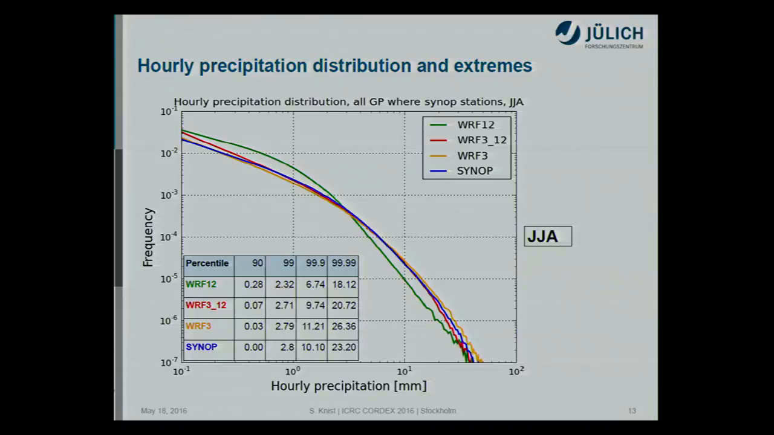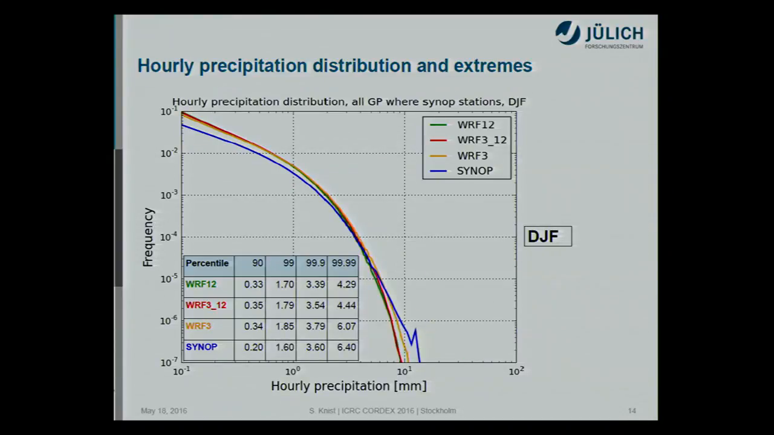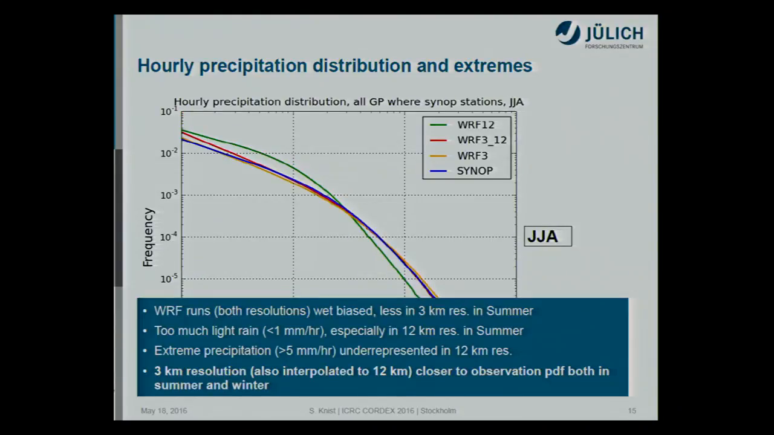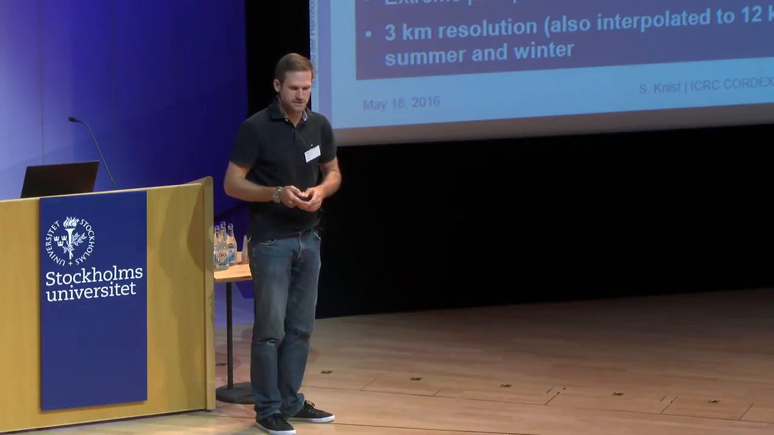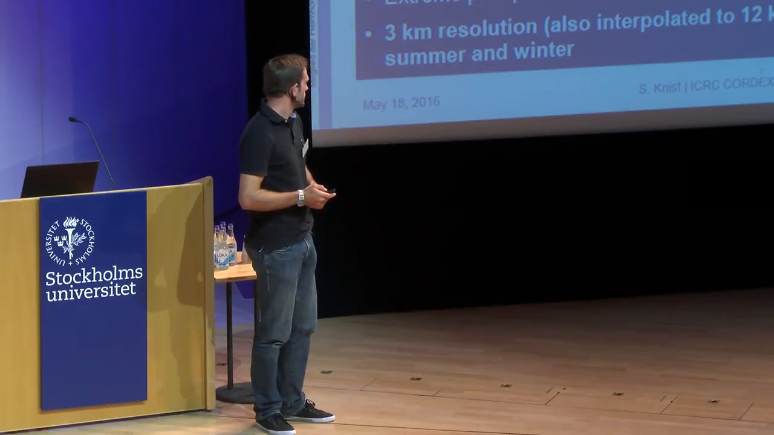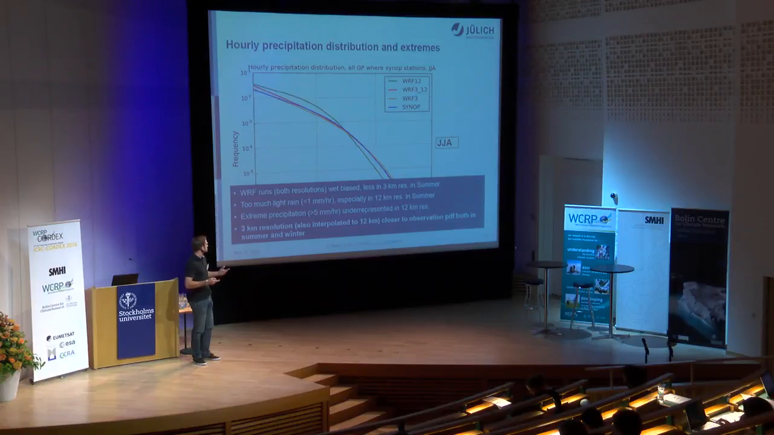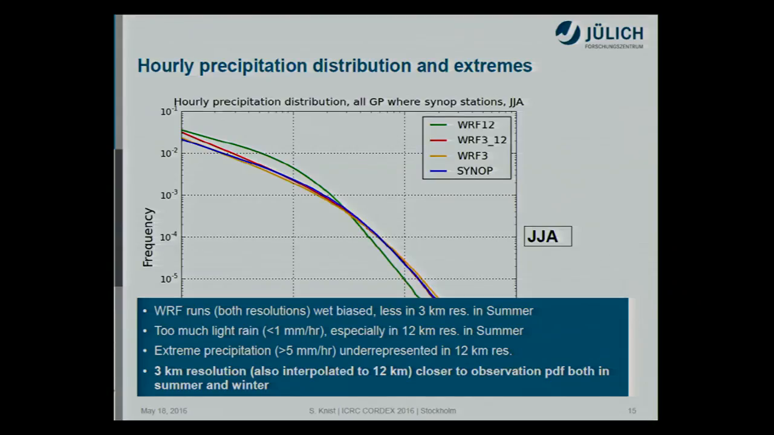Of course, the differences are larger in summer when the convective processes play a major role, but also in winter, at least for the extreme precipitation values, the 3 kilometer shows improvement. To summarize, we confirm the results that have been seen, for example, in other studies like Ban et al. That's a typical phenomenon: you have too much light precipitation in the 12 kilometer, and you get the extremes better in the convection-permitting resolution.